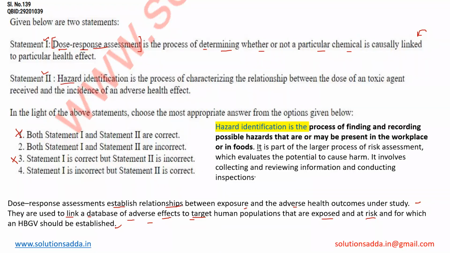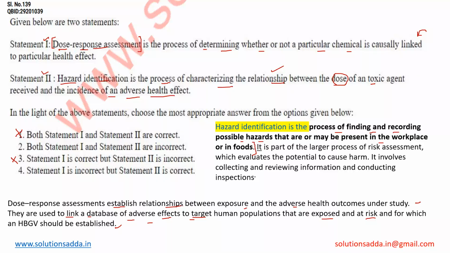Statement 2 says hazard identification is the process of characterizing the relationship between the dose of a toxic agent received and incidence of an adverse health effect. Let's read the definition. What exactly is hazard identification? It is the process of finding and recording possible hazards that are or may be in the workplace or in the food. So hazard identification is a different process, but statement 2 says something different, in which they are finding the relationship between the dose of a toxic agent.